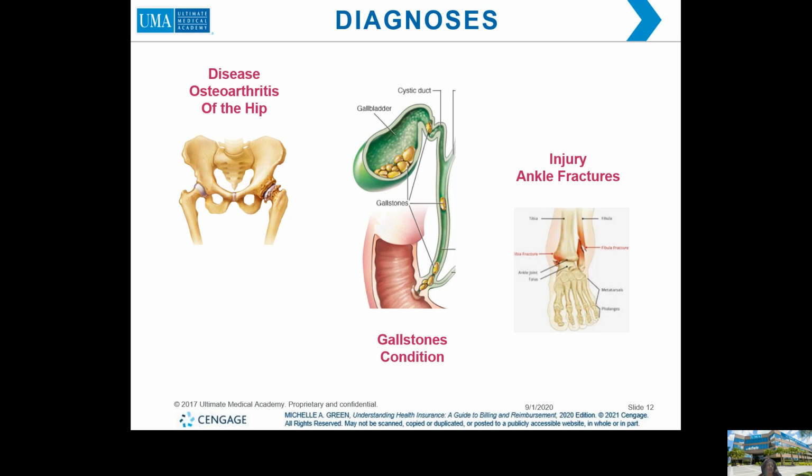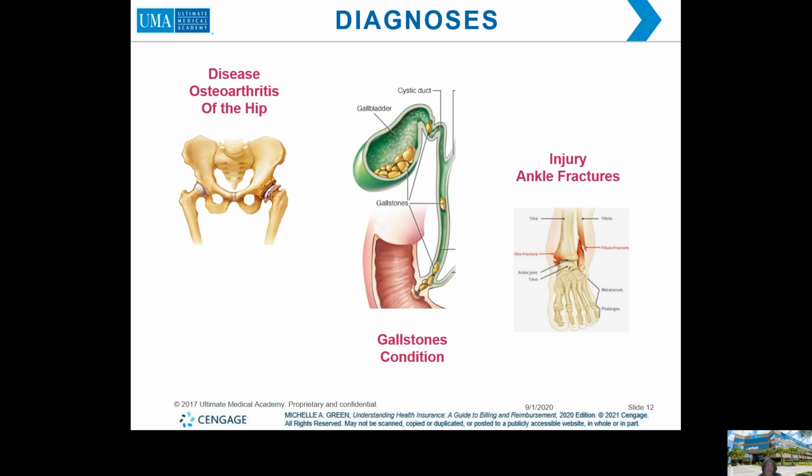Okay, let's look at some diagnoses. A disease, osteoarthritis of the hip. The joint has ground itself down. It needs to be replaced. That's when you get a hip replacement. Your hip joint is actually in your groin. Gallstones is a condition. Normally, you probably get your gallbladder taken out. And once you get your gallbladder taken out, you probably won't have gallstones anymore. An ankle fracture is an injury. Okay, it was caused by something.